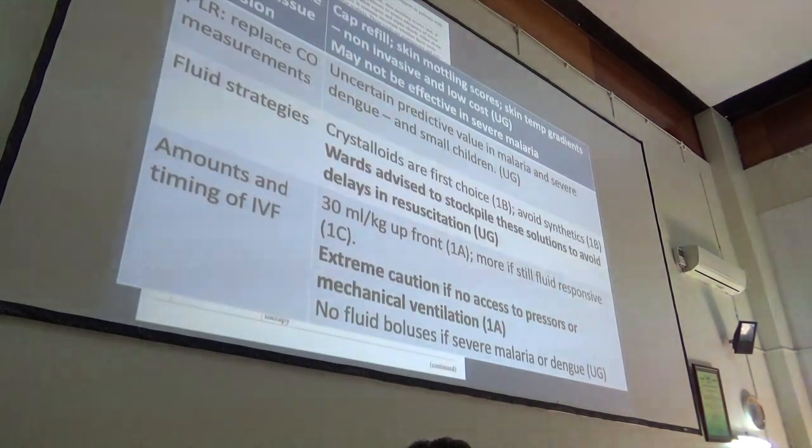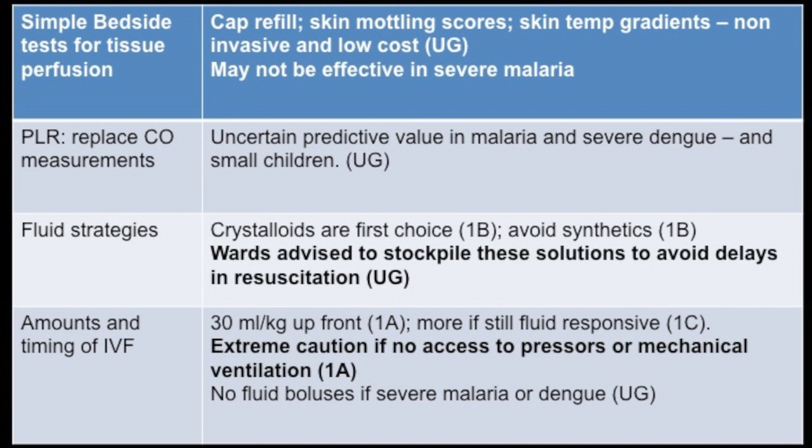They have a big table in that chapter on hemodynamic support that goes through what our simple bedside tests for tissue perfusion are. Cap refill, skin mottling scores, skin temperature gradients if you've got a thermometer available. They're non-invasive, they're low cost. This isn't a patient who can't afford very much at all, like the patient that Frank was telling us about. I'm unsure how easy skin mottling honestly is to do in this setting, but it's one of the ones that they recommend. They also recommend the passive leg raise as some indicator of whether the patient is still fluid responsive or not.